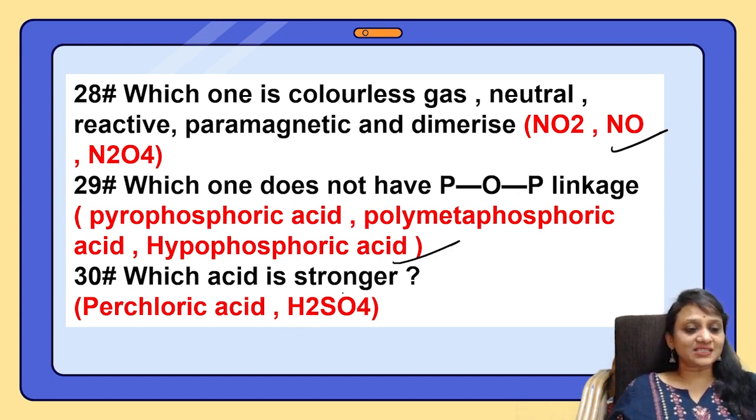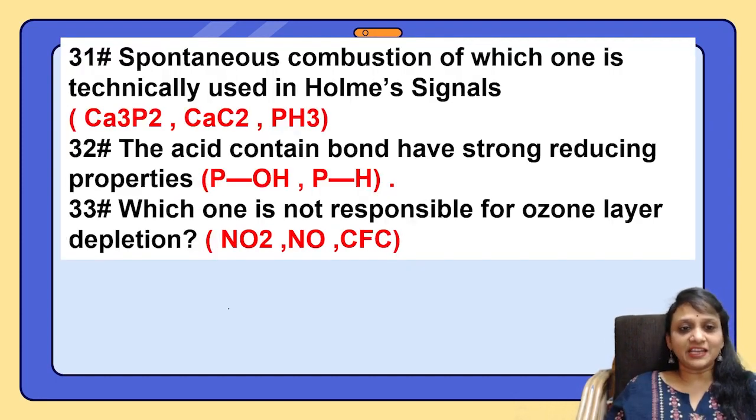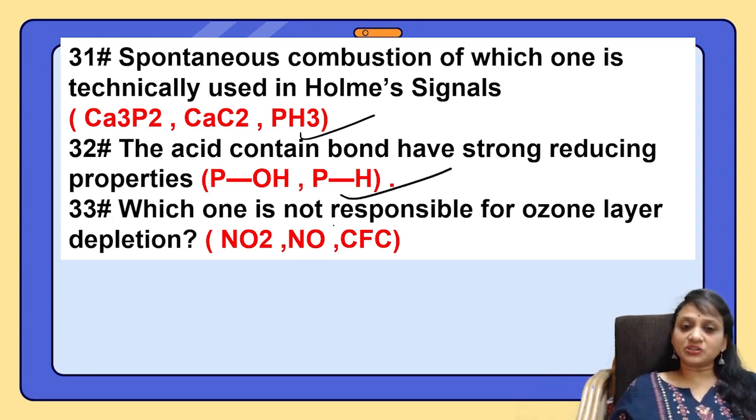Which acid is the strongest acid? Perchloric or H2SO4? Perchloric is the answer. Easy. Next question, students. Spontaneous combustion of which one is technically used in Holme's signal? Just now we have used this question. Almost similar, but options are different. Phosphine. The acid which contains a bond having strong reducing properties, whether P-OH or P-H. See, strong reducing property, something which donates the hydrogen. So P-H. Which one is not responsible for ozone layer depletion? NO2. Chlorofluorocarbons and NO, they deplete.